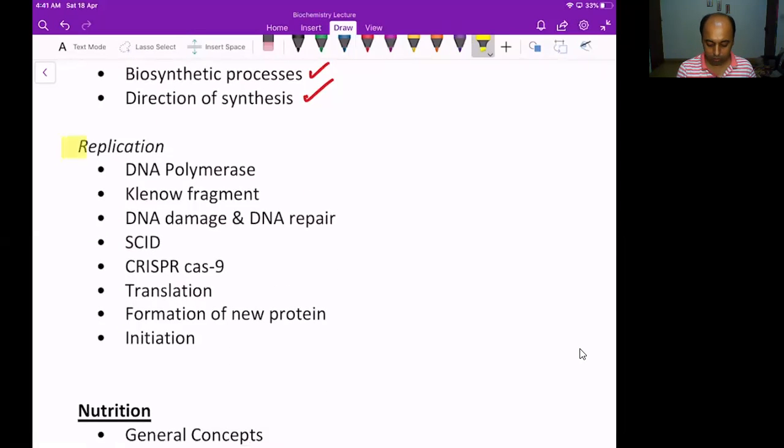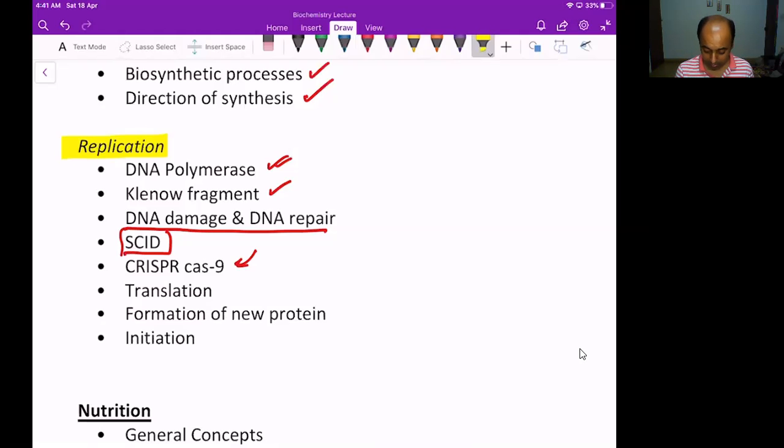Lastly, moving on to replication. From replication, some very specific questions have been asked. Question on the DNA polymerase. Then again another question from DNA polymerase, known as the Klenow fragment. Question on DNA damage and DNA repair. Question about severe combined immunodeficiency, the type of damage that you see in severe combined immunodeficiency. Then a specific question on CRISPR-Cas9, how it is acting. That question has been asked.